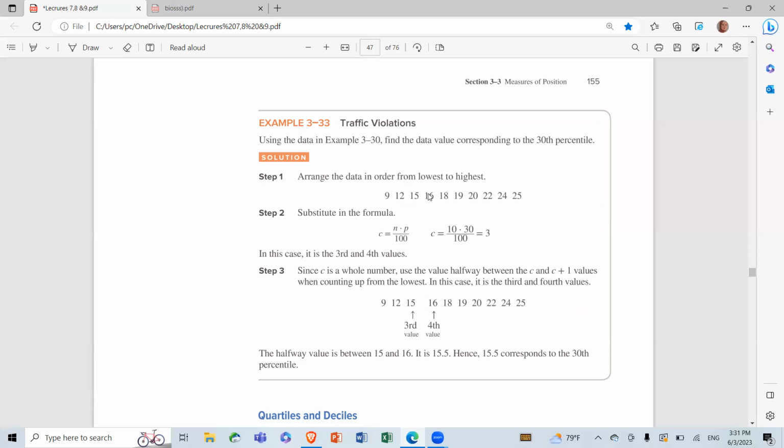16 is the 4th value. We notice here that in this case it is the 3rd and the 4th values, because our c does not have a decimal point, so this is a whole number. c is a whole number. Use the value halfway between the c and the c plus 1, so that is why we took the 3rd and the 4th. The halfway value between 15 and 16 is 15.5. Hence 15.5 corresponds to the 30th percentile.